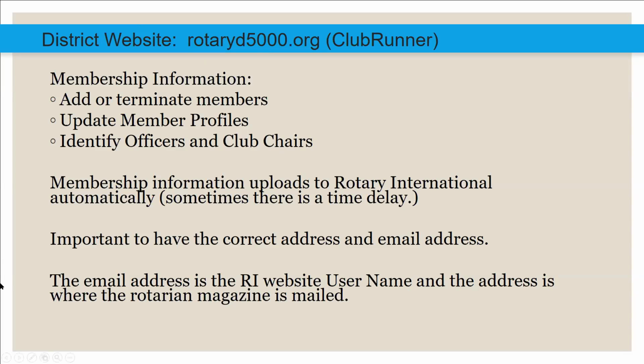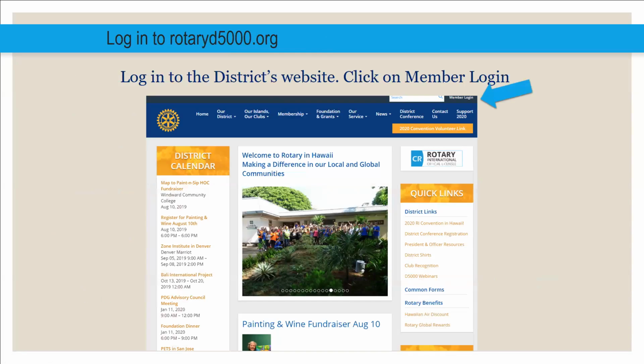Okay, so it's really important to have the correct email address, because that's where all the messages go. For Rotary International, the email address is the username, and the regular address is where the Rotarian magazine gets mailed. So once in a while you might want to check with your members to make sure they're getting their magazine, because if they're not, maybe the address is not correct. So you want to try and update that. Okay? So here's the website.